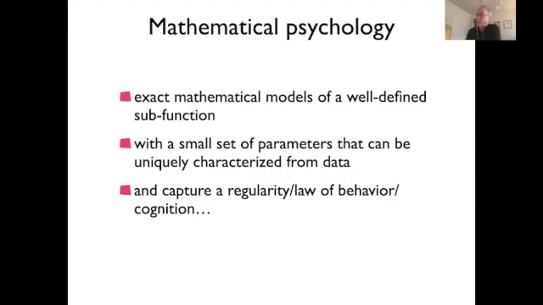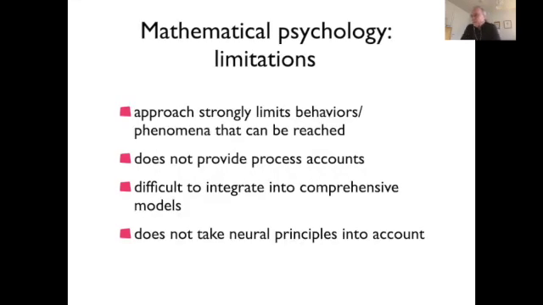So this approach to theoretical understanding of, in this case, certain competences like decision making, is based on exact mathematical models for well-defined subfunctions. It's typically quite narrowly defined, and the notion is always that you want to have a small set of parameters that capture the constraints, the regularity, and so on, and that can be uniquely identified from data. I should have said identified rather than characterized from data. So this is a well-established subdiscipline of psychology.